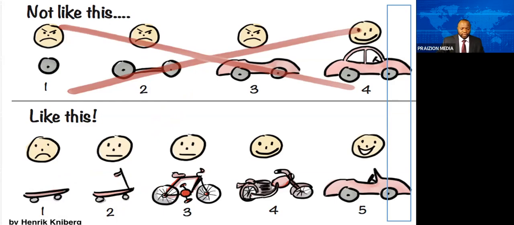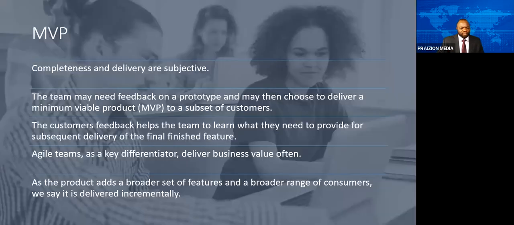And if we're not headed in the right direction, we want to begin to change early, unlike predictive. You see, the problem with predictive is we learn too late. Someone refers to it as a big bang. So we don't want a big bang at the end. So as the product adds a broader set of features, like you saw in that image, and a broader range of consumers, we say it is delivered incrementally.